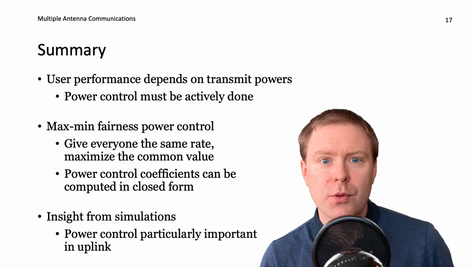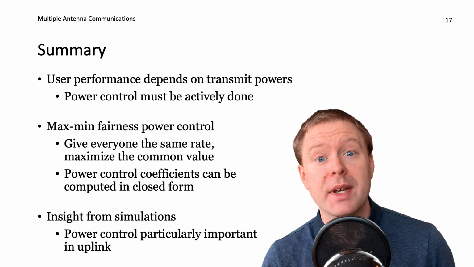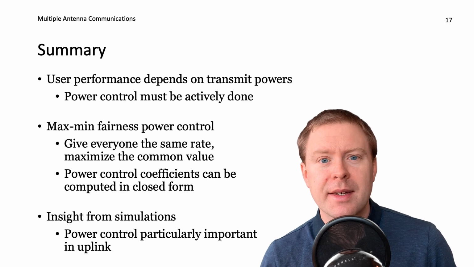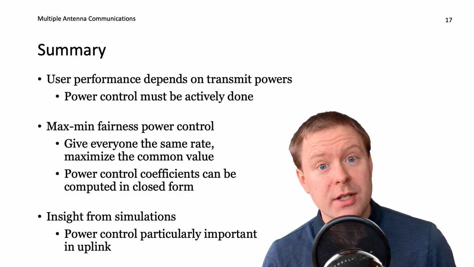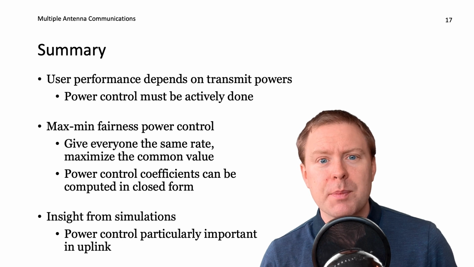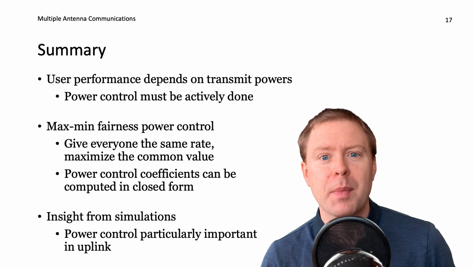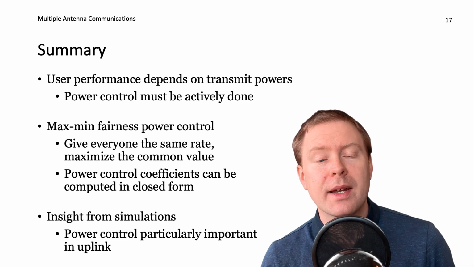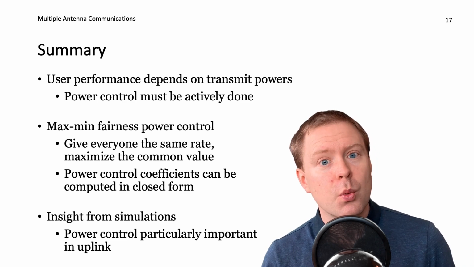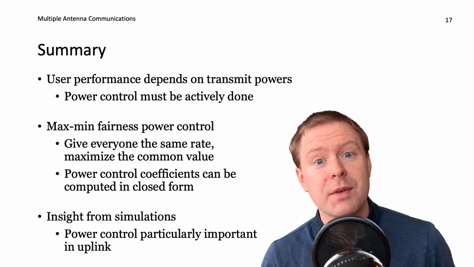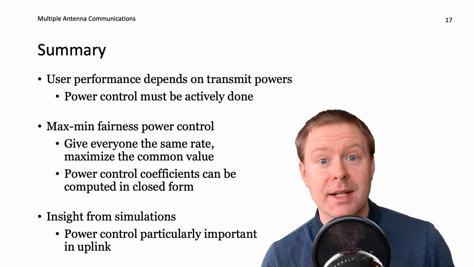And we derived closed form expressions for those coefficients both in the uplink and in the downlink. Then we looked at the results in simulation examples, and we saw that it's particularly important in the uplink to select the power coefficients based on these formulas, while in the downlink an equal power allocation works rather well, even if it's not delivering exact max-min fairness.